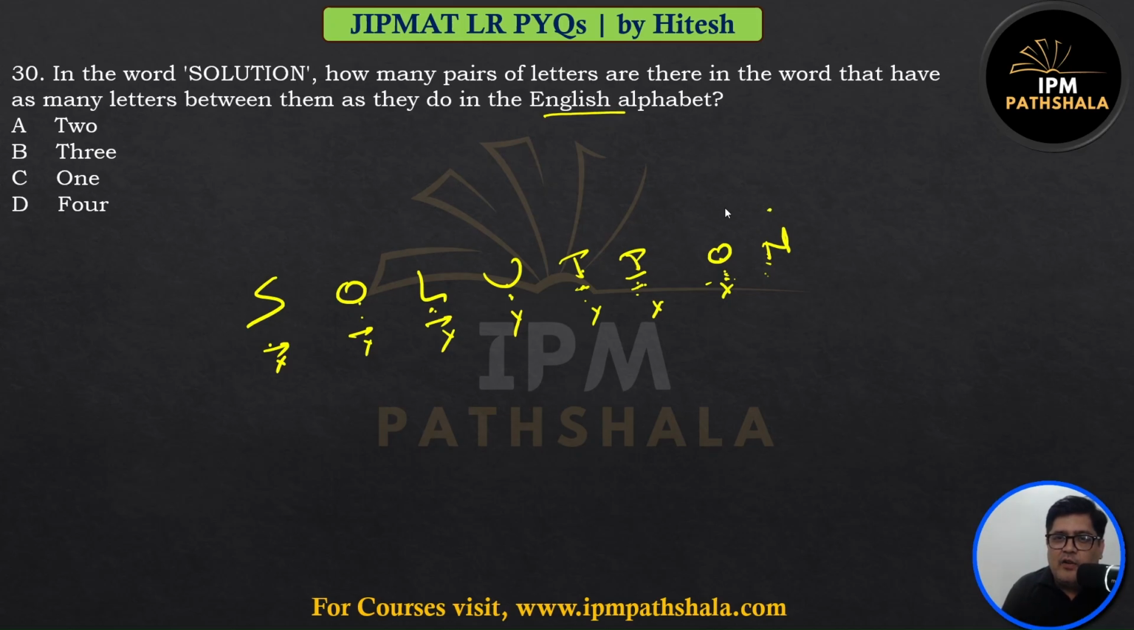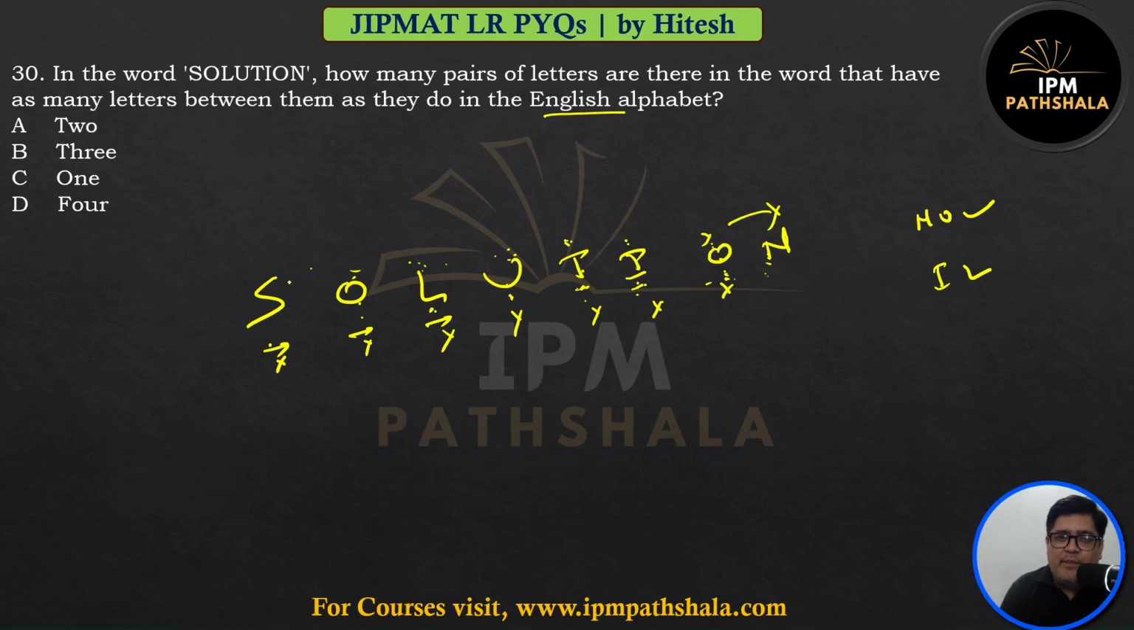N, do we have O after that? Yes. N, no. O, P, Q, R, S, T, U. No. I, look at this. I, J, K, L. So I, L is a pair.